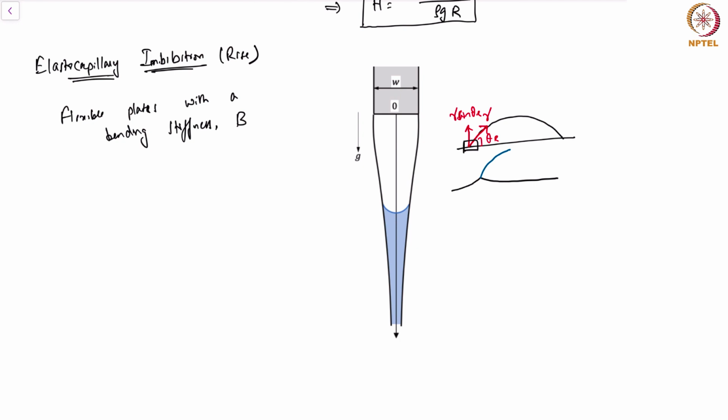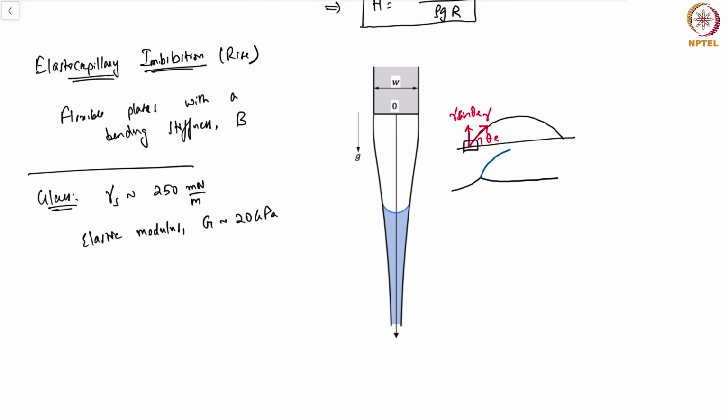Now one has to take one important thing into account. If we look at standard surfaces like glass as a medium, then its surface tension is of the order of 250 millinewton per meter. That's the surface tension or the surface energy of the glass. But then its elastic modulus, this quantity is G, is around 20 gigapascals.